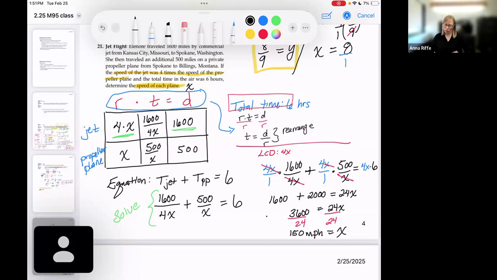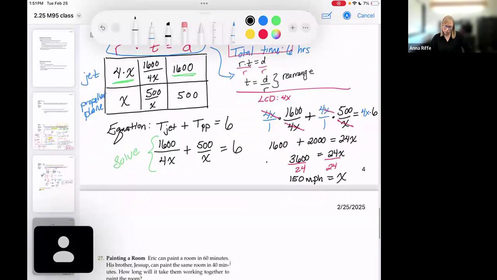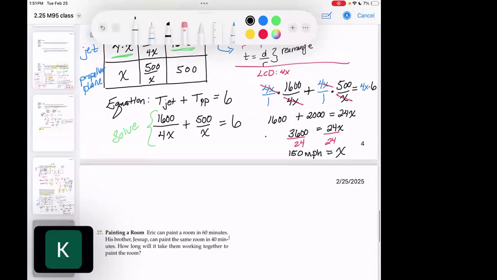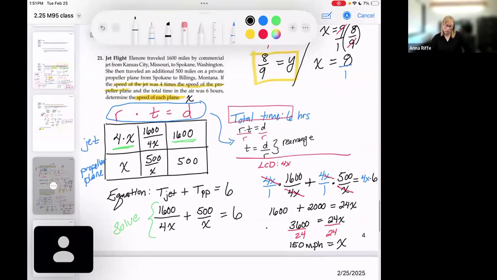I think we could do 27 pretty quickly, because it's another work problem. Isn't there a second part to that problem though? Aren't we supposed to find the speed of both? There is. Thank you, Kiara.